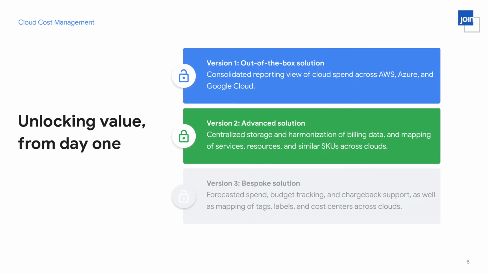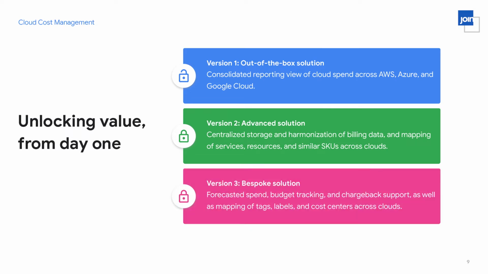So getting all of that billing data to sit in BigQuery within GCP, we'll undergo the harmonization of that data. Like I'd mentioned, not just getting it at the same level so that we can make easier apples to apples comparisons across the three data sets, but going through that harmonization process, going through the mapping of services, resources, similar SKUs, etc. And in the last version here, you'll see it's tagged bespoke solution.